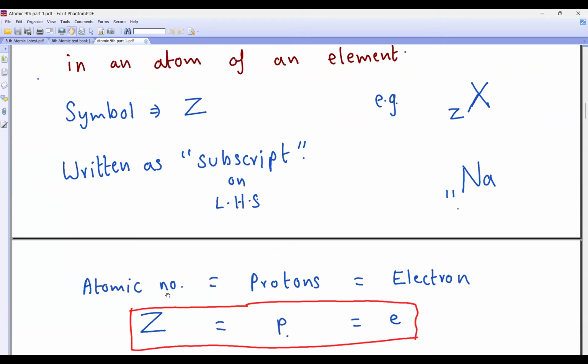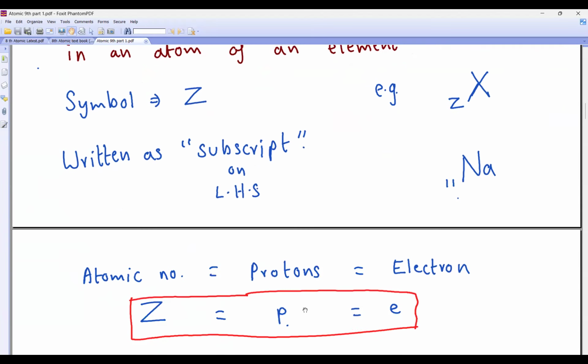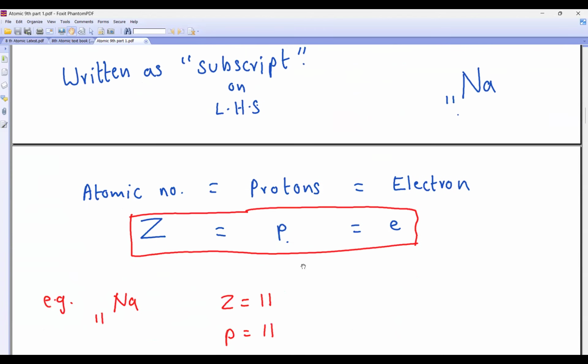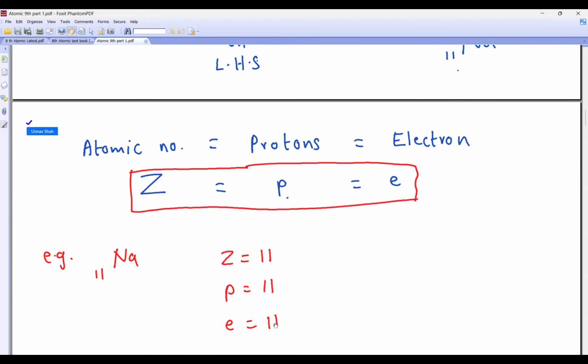Atomic number is the number of protons or electrons. Can you see the equal to sign is there, not a positive sign? The symbol for atomic number is Z, so I'll write Z is equal to P, which is equal to E. Now, look, sodium's atomic number is 11. How many protons? Atomic number is equal to the number of protons, which is equal to electrons. So protons also 11, electrons also 11. Understood this? Yes, sir.